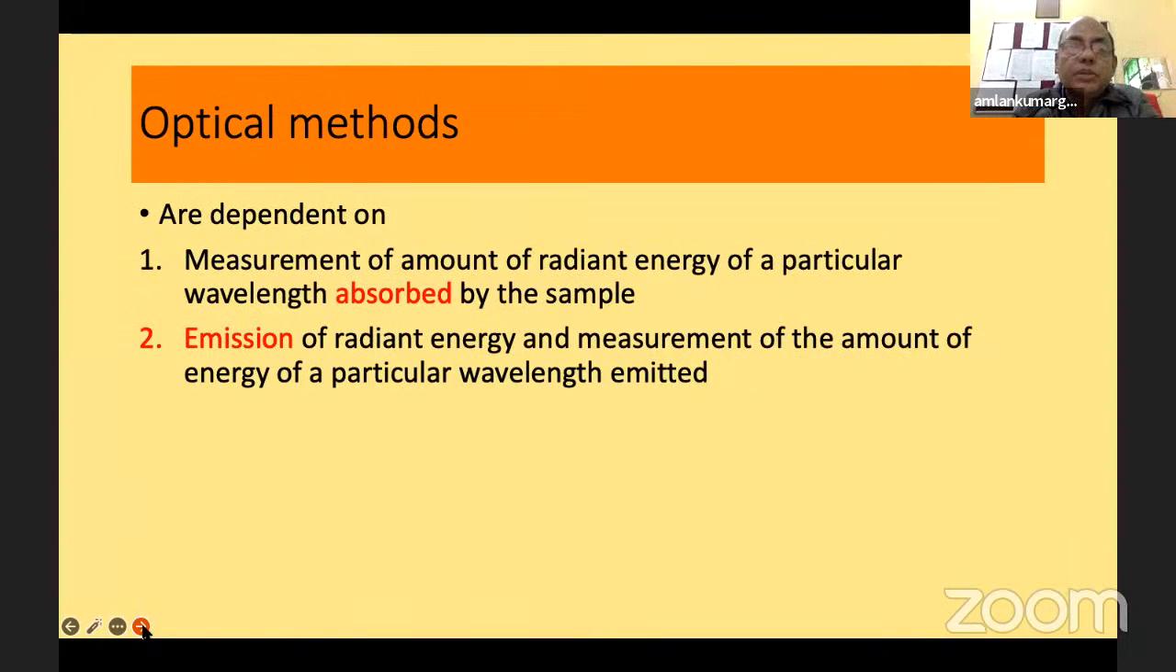Then there are optical methods. These are dependent upon measurement of absorbed radiation, or there is emission of radiation. So it measures either the radiation that is absorbed or the radiation that is emitted.